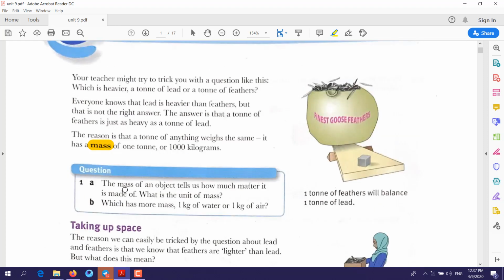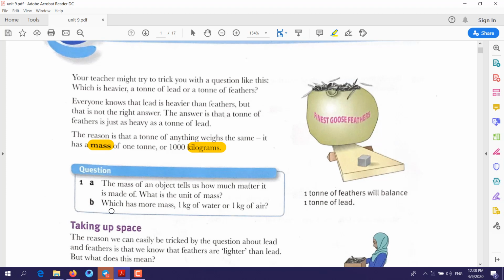Questions. The mass of an object tells us how much matter it is made of. What is the unit of mass? When you have calculations, for example a question that says find the mass, at the end you should write a unit. Mass is measured with a unit which is kilogram. So mass is the amount of matter in an object, and we measure it in kilograms.